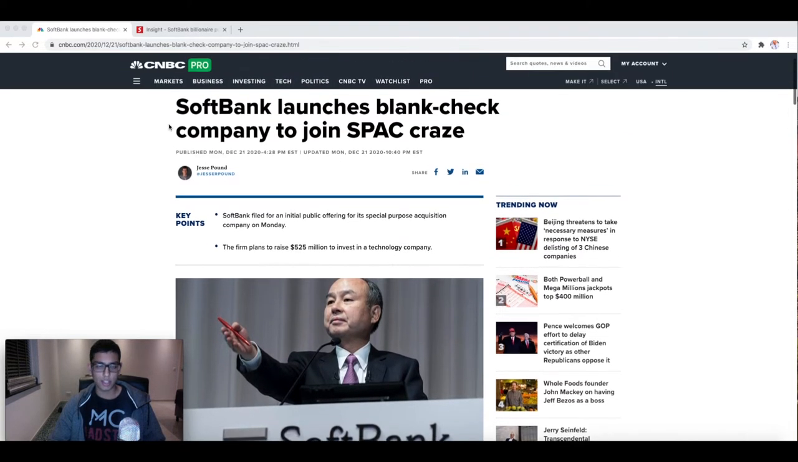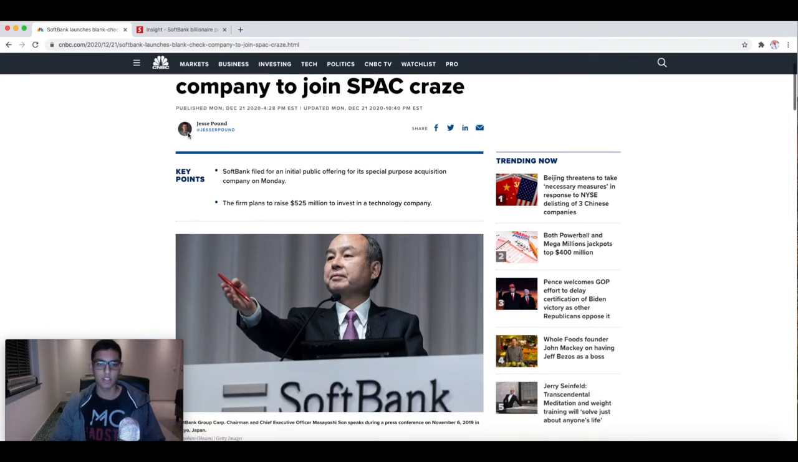And with that, we see here: SoftBank launches blank check company to join the SPAC craze. This news did come around in December, and now it's the 4th or 5th of January, I guess. So happy new year, guys. I hope you guys have a great year ahead.